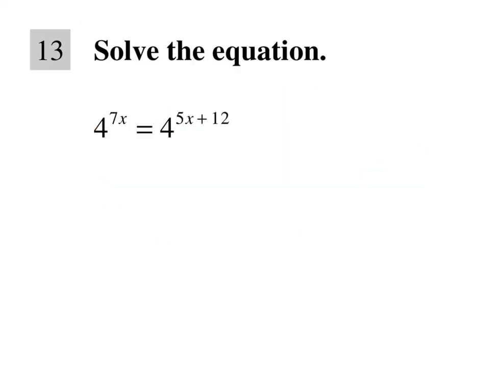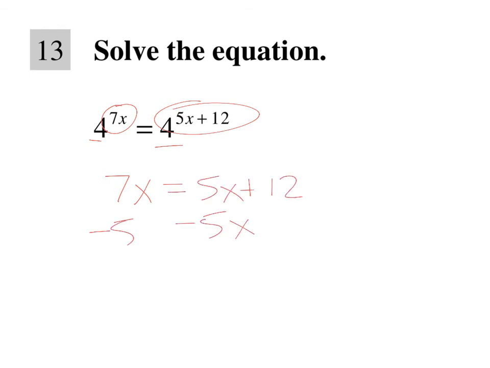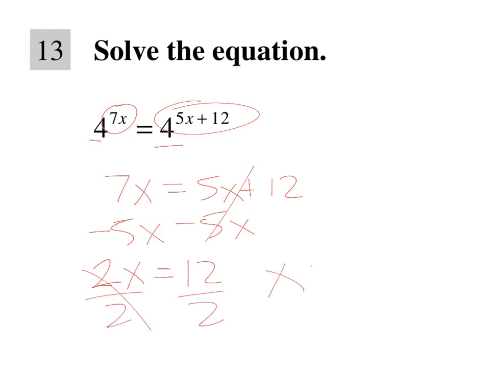Solve the equation. Notice that the bases are the same. If the bases are the same, the powers are the same. They're equal to each other. Subtract 5x. Negative 2x is equal to 12. Divide by 2. And x is equal to 6. That's all there is to it.